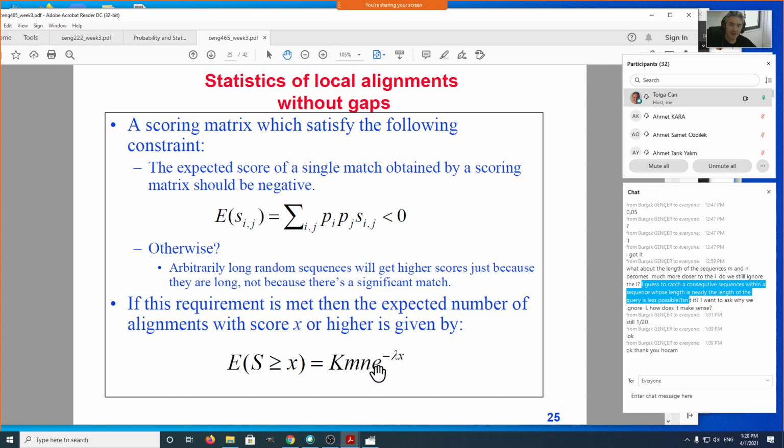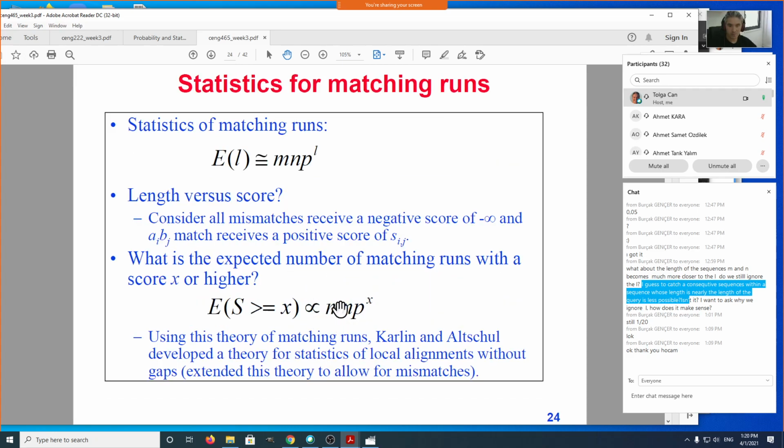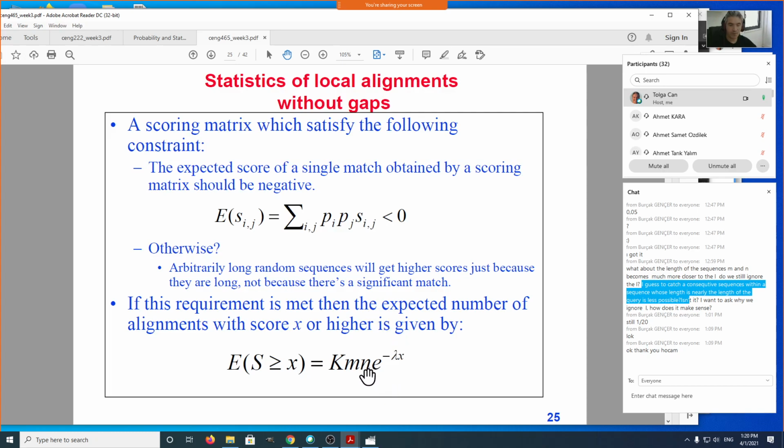So Karlin and Altschul actually converted the previous statement, the matching run being proportional to the score, into this formula. You don't need to memorize any of these formulas. This just shows that the length of the sequences still matters. The longer the sequences, the more alignments of at least score X we would expect to get. So X here is our raw score.